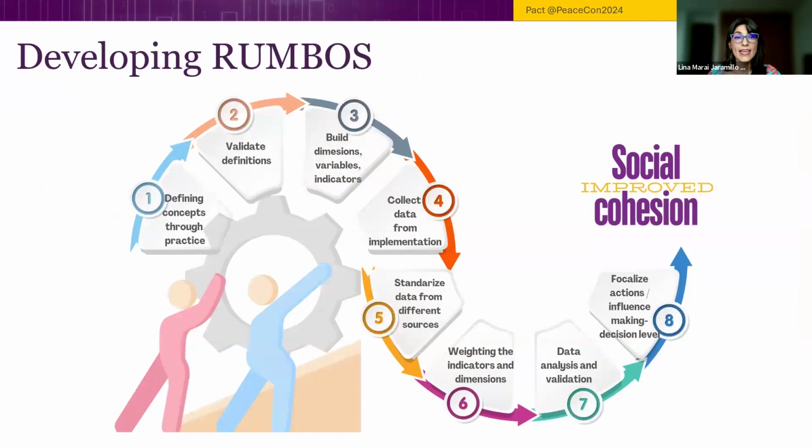We followed 8 key steps to build Rumbos. To develop this index, we ensured the participation of local partners and stakeholders. They helped to adapt concepts and definitions, they participated in data collection, and they used the results to guide activities and make decisions. This collaborative approach is what makes the tool so effective and relevant for the communities we serve.